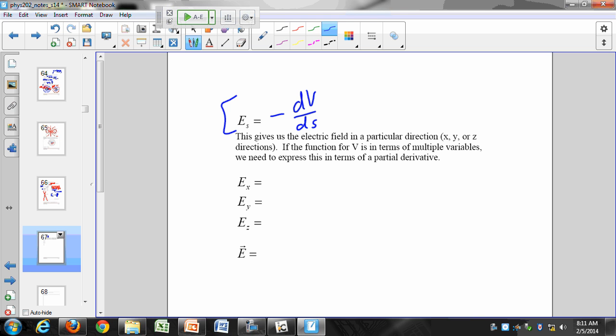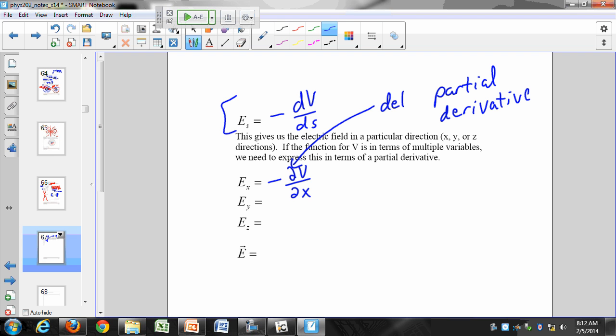All right. So we can generalize this and say that in the x direction, it's the negative of the partial of V with respect to x. This symbol, the lowercase Greek letter del, means it's a partial derivative. I'm going to show you what that means. It's really not that complicated at all. It's basically just like a regular derivative.